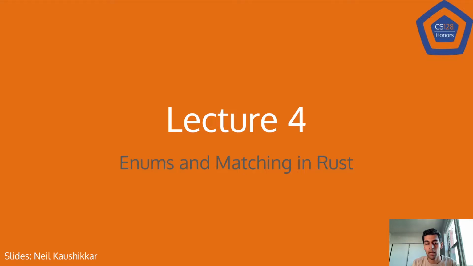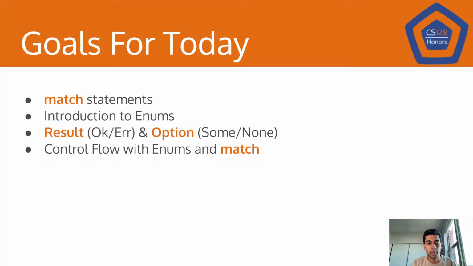Today we're going to be covering enums and matching in Rust. So we're going to begin by going over what match statements are. They're a type of control flow similar to if-else, but they're more like switch statements if you're familiar with those. Then we're going to go over enums and what those are in Rust, and then cover the result and option type enums, a type of enum that you'll see a lot in Rust code, and finally go over control flow with enums and the match statement.